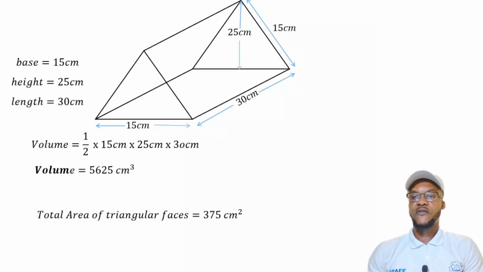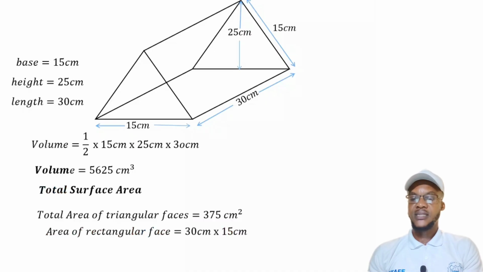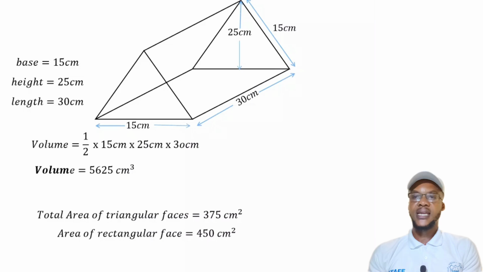Then we also need to calculate the area of the lateral faces, which are the rectangular parts. If you're able to calculate for one, then we multiply by 3, because we are saying that the lateral faces are 3. So the area of the rectangular face is 30 centimeters times 15, because we are saying that we have the length as 30 and the width as 15 centimeters. If you multiply, that's going to give us 450 centimeters squared. That is for one.